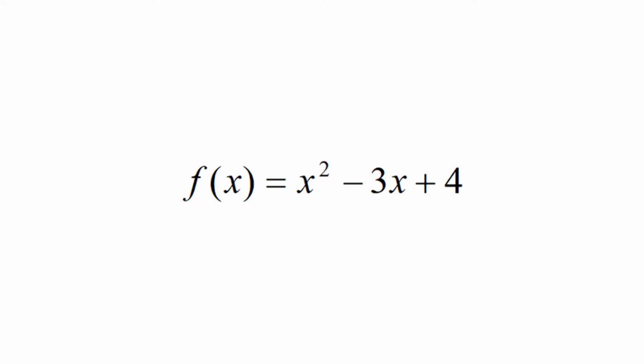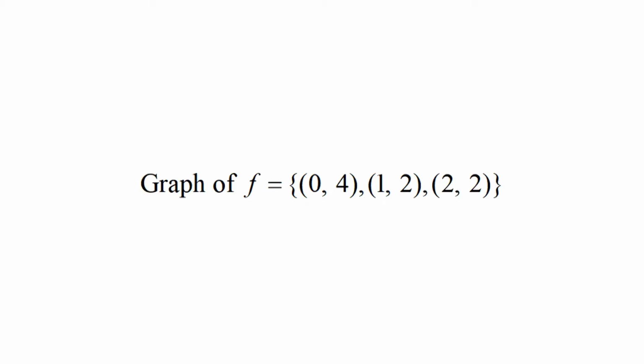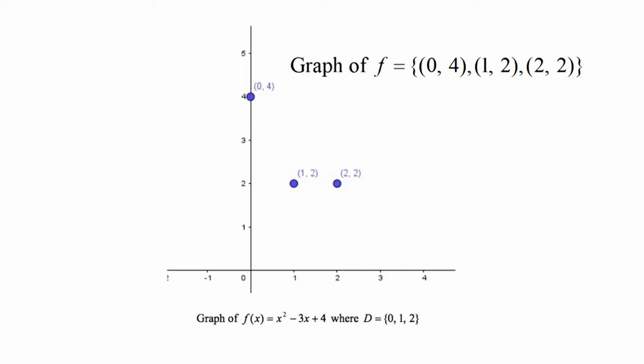For example, the graph of f(x) equal to x square minus 3x plus 4 defined on the domain D equal to {0, 1, 2} is graph of f equal to {(0, 4), (1, 2), (2, 2)}, which is a set consisting of only 3 ordered pairs representing 3 points on the plane. So, it can be easily plotted on the xy Cartesian plane.